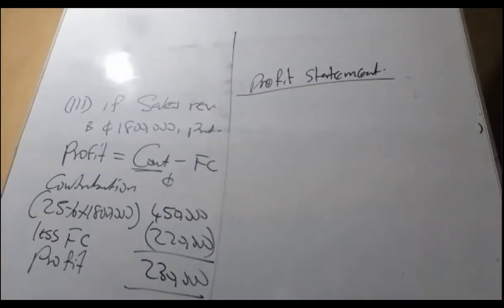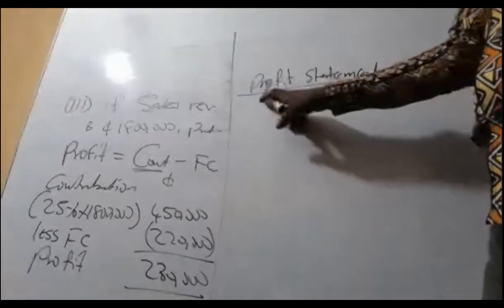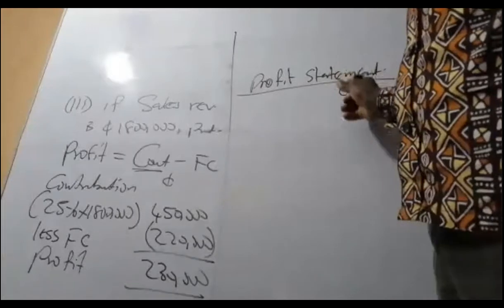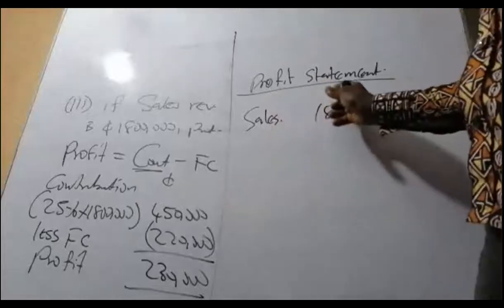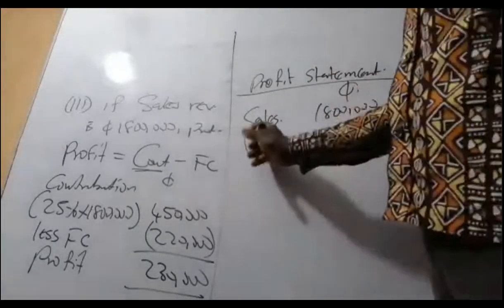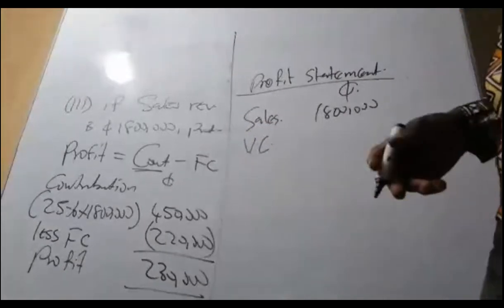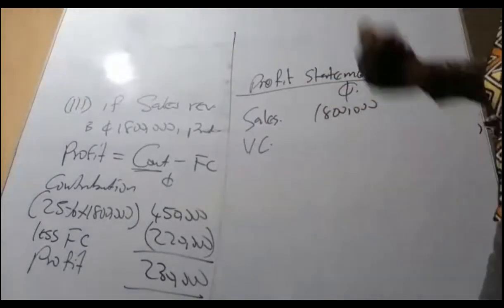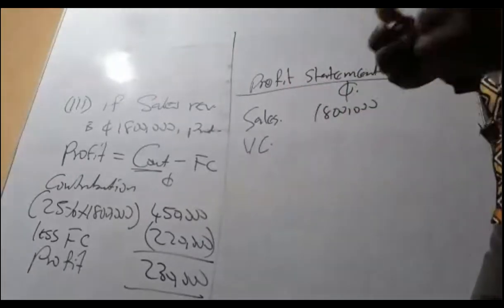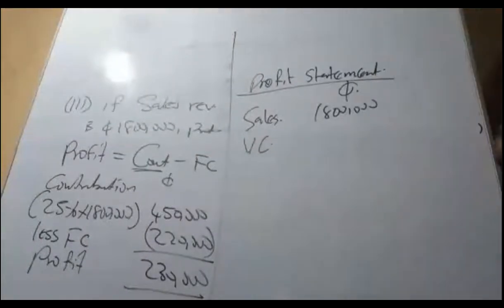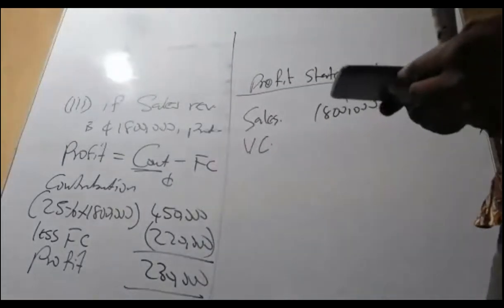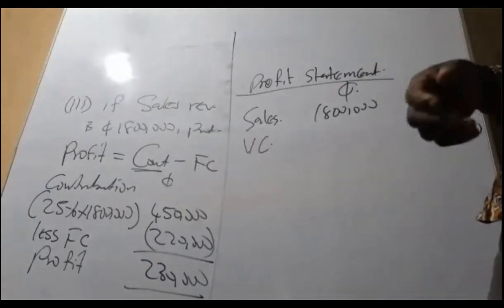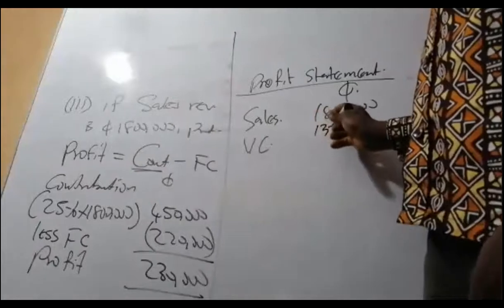Now when they ask you to write the profit statement, you start by saying your sales revenue, the same as the income statement. So what's the sales revenue? They sold 1.8 million. And it comes to variable cost. Variable cost will be 75% of this figure, right? So that will give us, so let's see, 0.75 times 1,800. So that's 1,350. So that's the variable cost, 1,350.